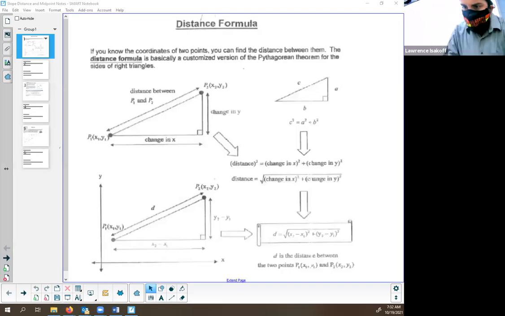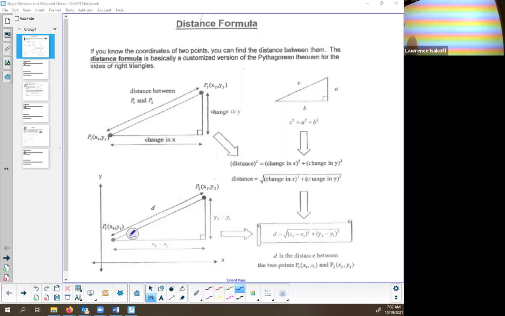And record. So the distance formula. This is a very important formula. It's actually just based off the idea of, not the quadratic formula, the Pythagorean theorem, a squared plus b squared equals c squared.